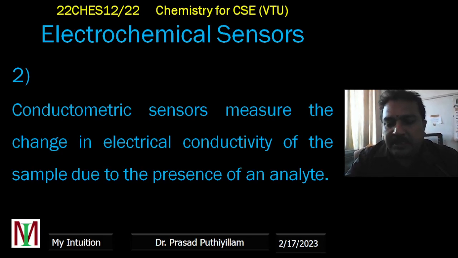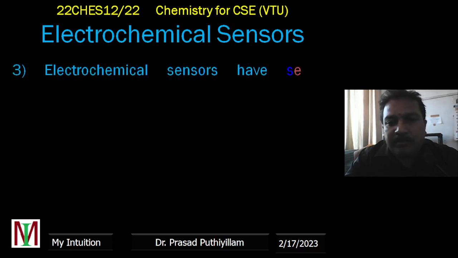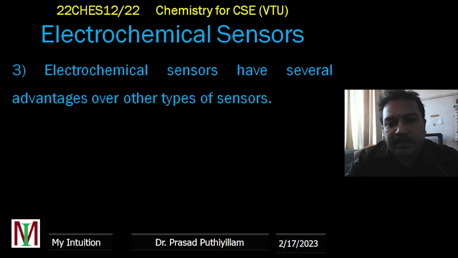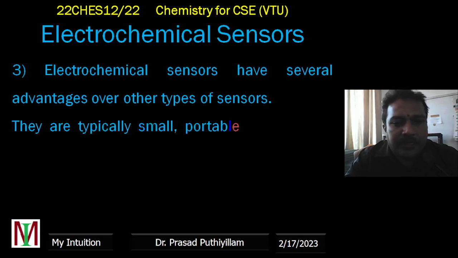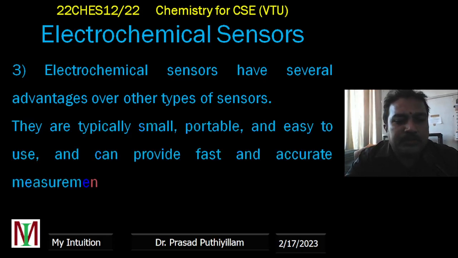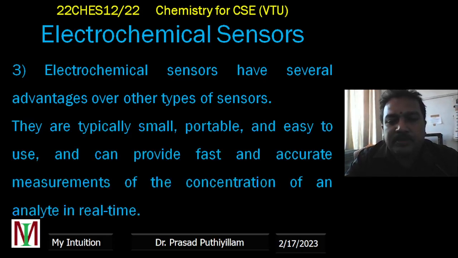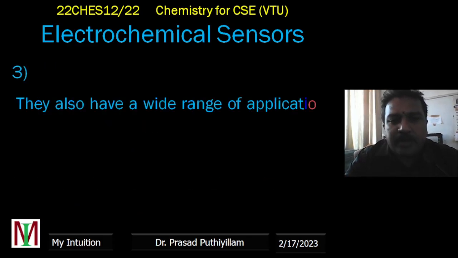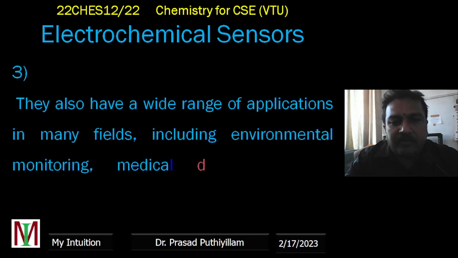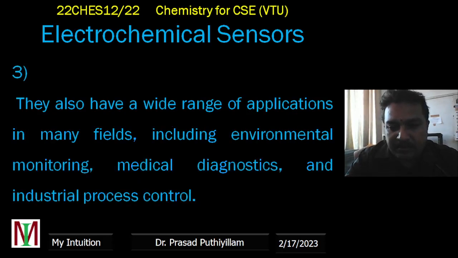We measure the change in conductivity of the solution with two electrodes, mainly platinum sheet or platinum electrodes, used for the conductometric sensors. Electrochemical sensors have several advantages over other types of sensors, like they are typically small, portable and easy to use, and can provide fast and accurate measurements of the concentration of an analyte in real-time. They also have a wide range of applications in many fields, including environmental monitoring, medical diagnostics, industrial process control, etc.